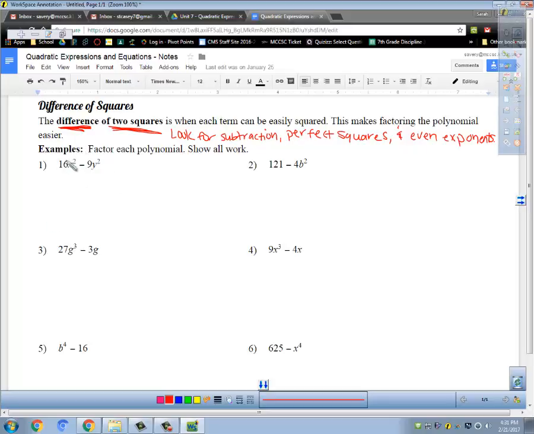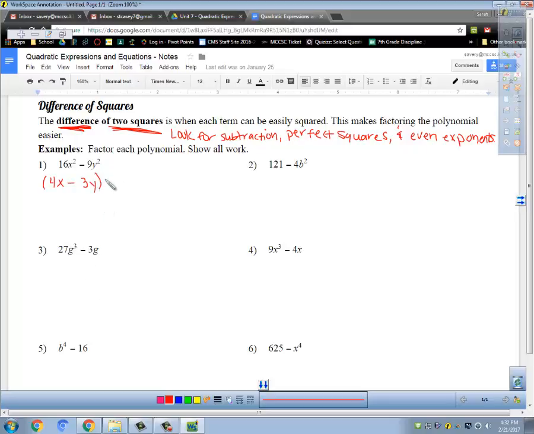The reason why this is difference of squares is that I can take the square root of 16 easily, I can take the square root of 9 easily, and I see subtraction. So all you're going to do is take the square root of both numbers. Square root of 16 is 4. And then there's x squared, so put in x. With the exponents, you're just going to divide by 2. So 2 divided by 2 is 1, so I only have 1x there. And then minus square root of 9 is 3. And then y squared divided by 2 is just y.